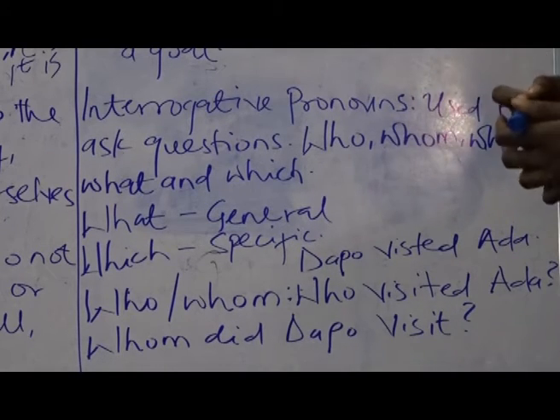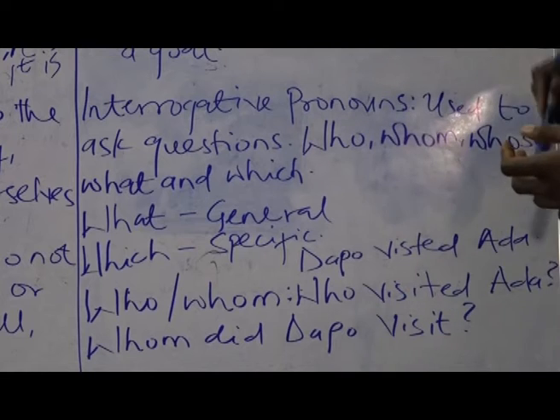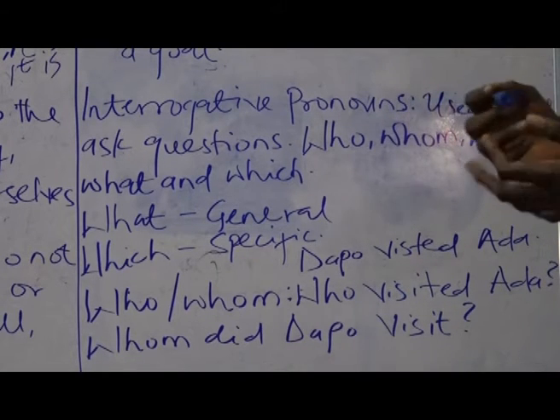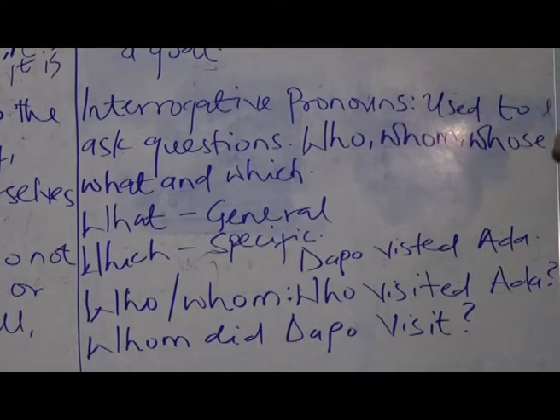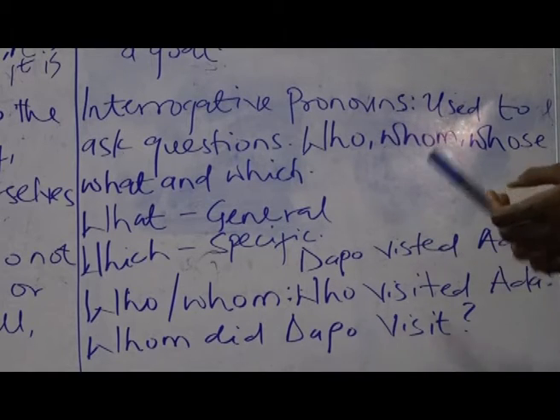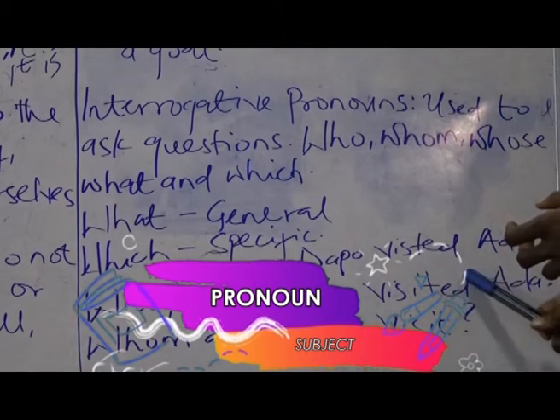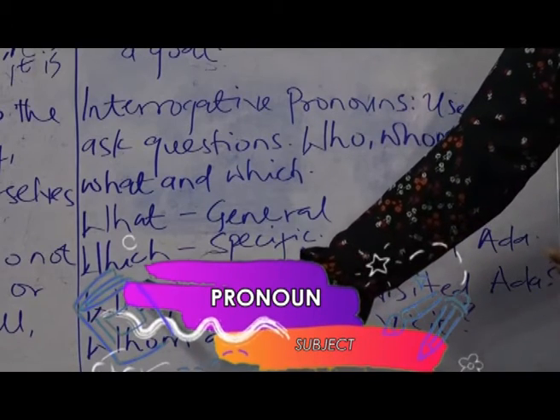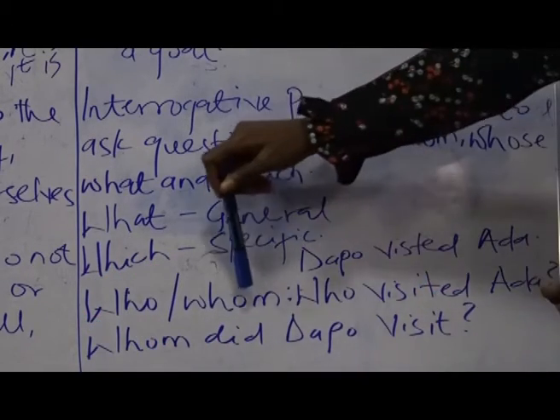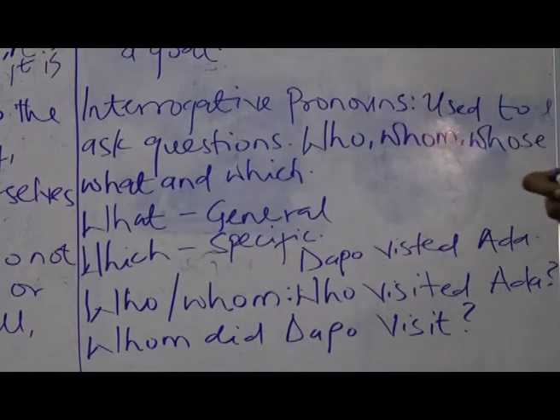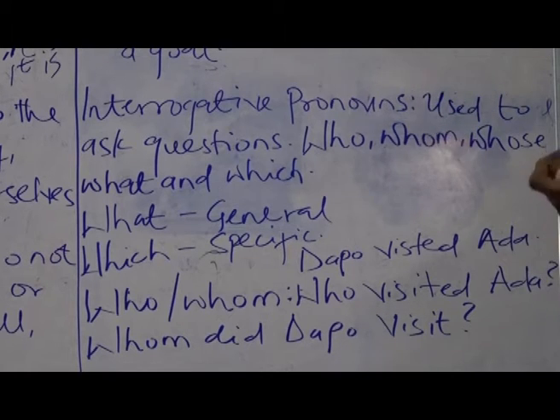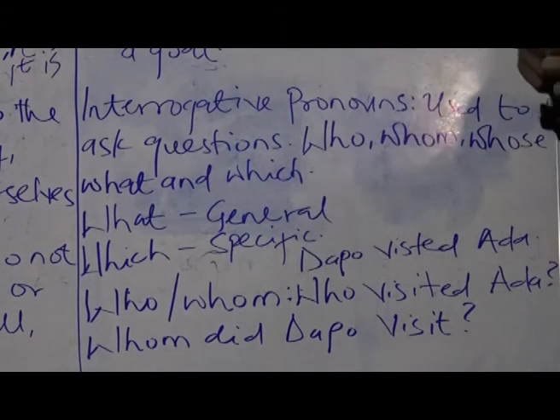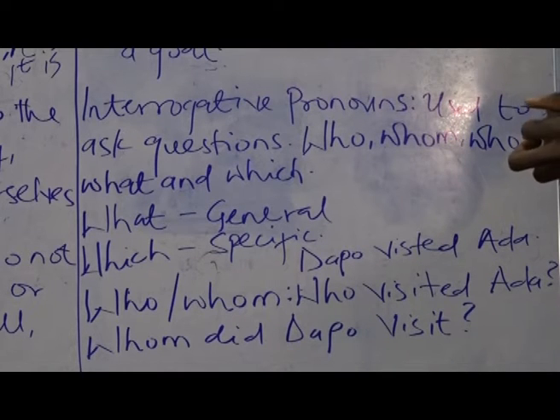Now let's take an example. Dapo visited Ada. He visited Ada, maybe at home or in school, whichever one it is. Now, if we want to find out who visited Ada, who is used in the subject position, while whom is used in the object position. Now, let's say we want to find out who visited Ada. We are referring to the subject now. So we would say, who visited Ada? You will not say, Dapo visited Ada.